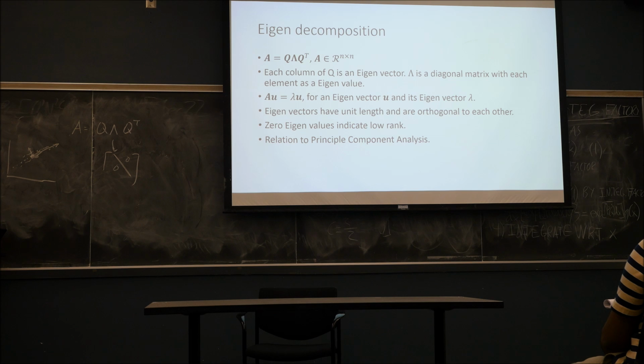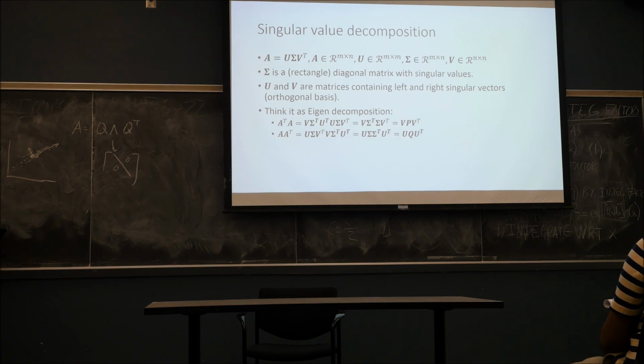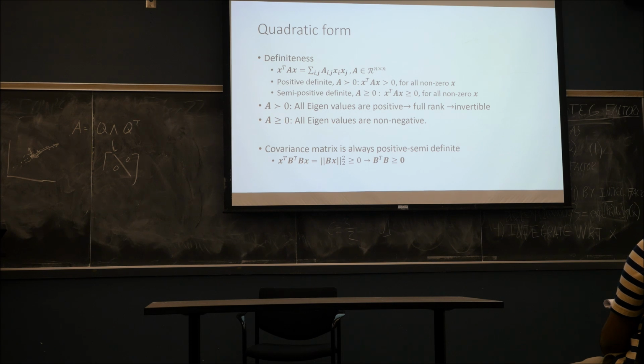The rest of the slides is about quadratic form and singular value decomposition. You can watch video lectures online; I provide all those links. Make sure that you know what definiteness of matrices is, what positive definite is, what semi-definite or positive semi-definite is, and remember that a covariance matrix is always positive semi-definite.